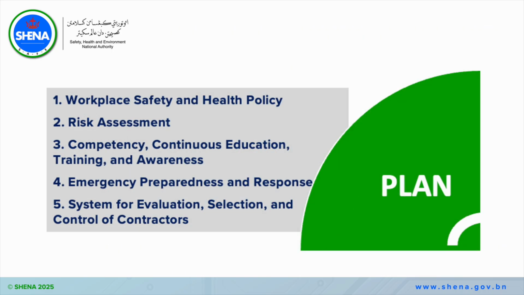First, we go to the elements that fall under the Plan, which are the workplace safety health policy, risk assessment, competency, continuous education, training and awareness, emergency preparedness and response, as well as the system for evaluation, selection, and control of contractors.